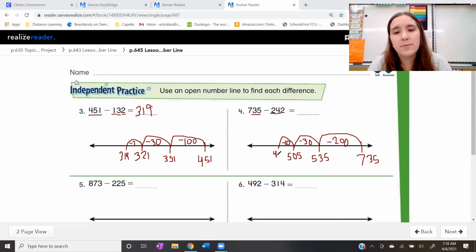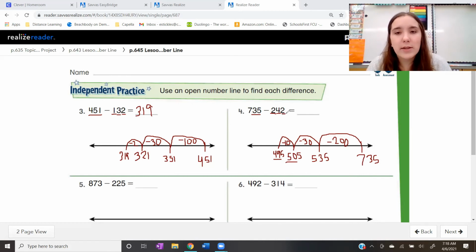Another way to think about it is like this. I have 50 10s in 505, and I took away 1 10. 50 minus 1 is 49. So now I have 49 10s. So remember, when you're crossing over those hundreds, there's a couple different ways to look at it. You just have to make sure you're double checking so you get the right answer.